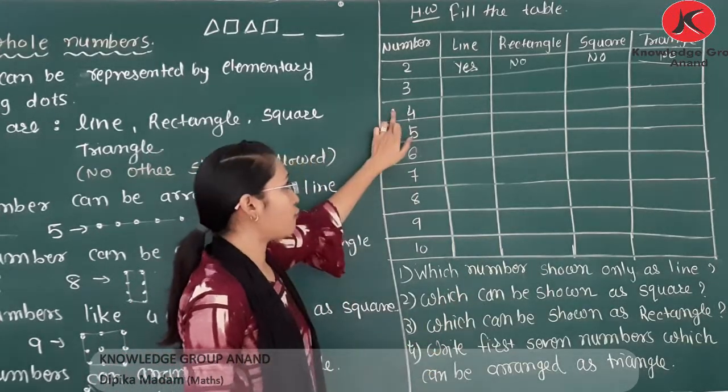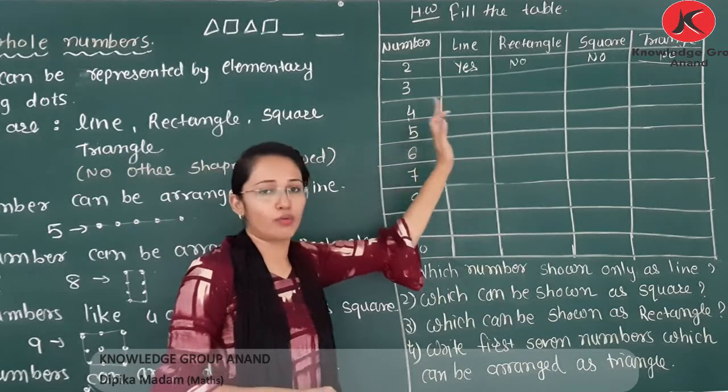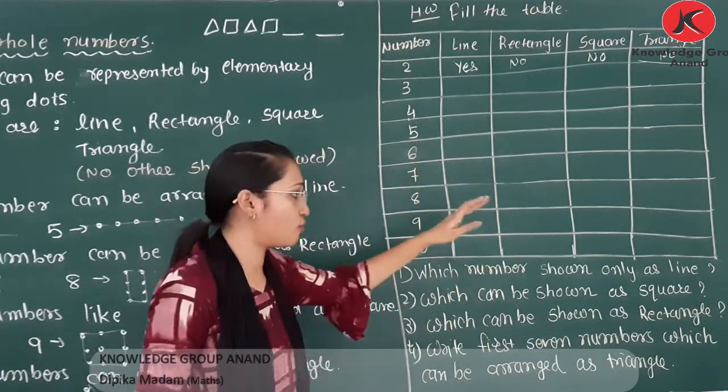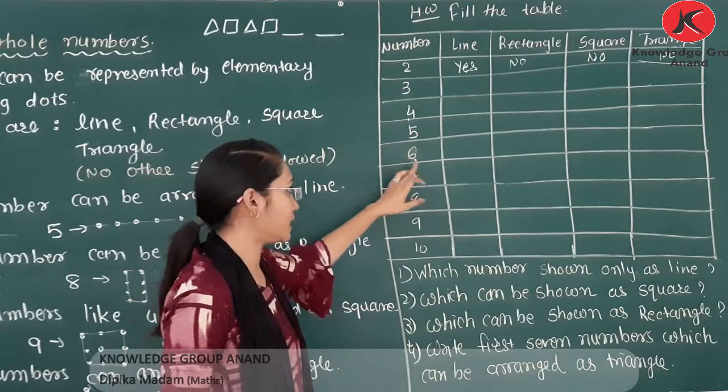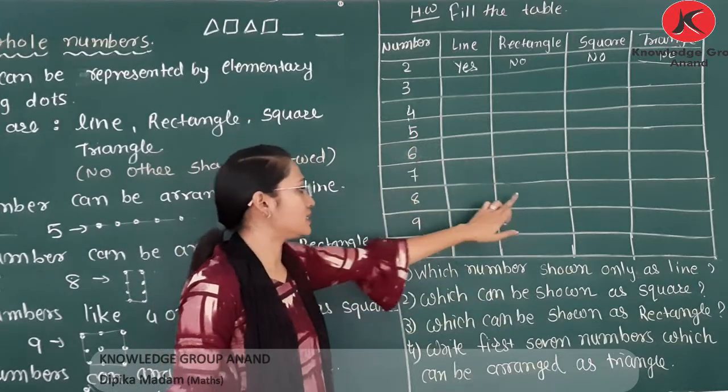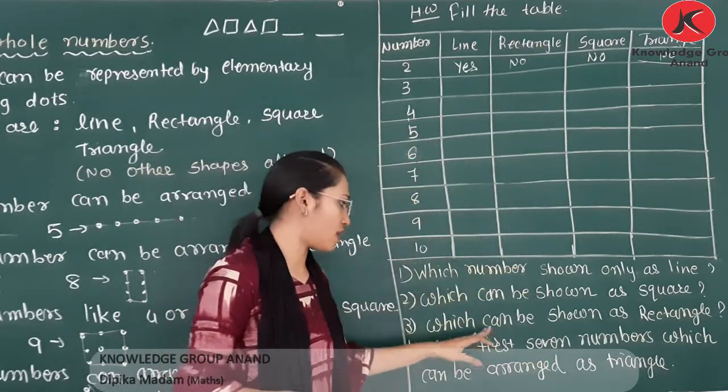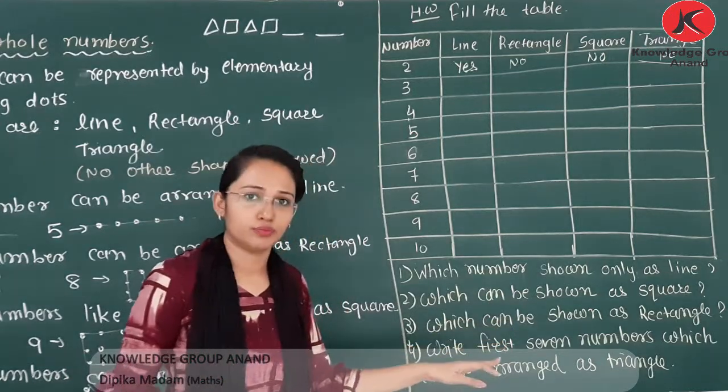Number 4 also counts as a rectangle. Like a square is also a rectangle, so you can write 4 as a square or rectangle. 6 is a rectangle, 8 is a rectangle, 10 is a rectangle. So you have to write 4, 6, 8, 10.